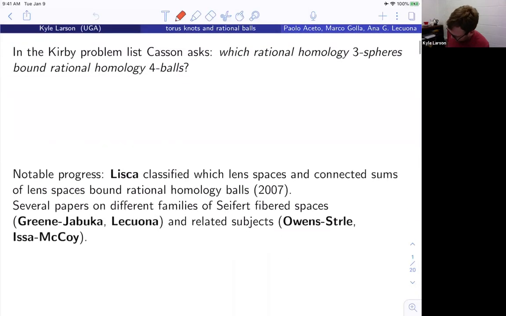Okay, so here's my introductory slide. On the Kirby problem list in low-dimensional topology, there's a question by Kirby, which asks, which rational homology three spheres bound rational homology four balls? And so what's a rational homology three sphere? This is a closed three manifold Y whose homology groups with rational coefficients are isomorphic to those of the three sphere, hence the homology three sphere part.